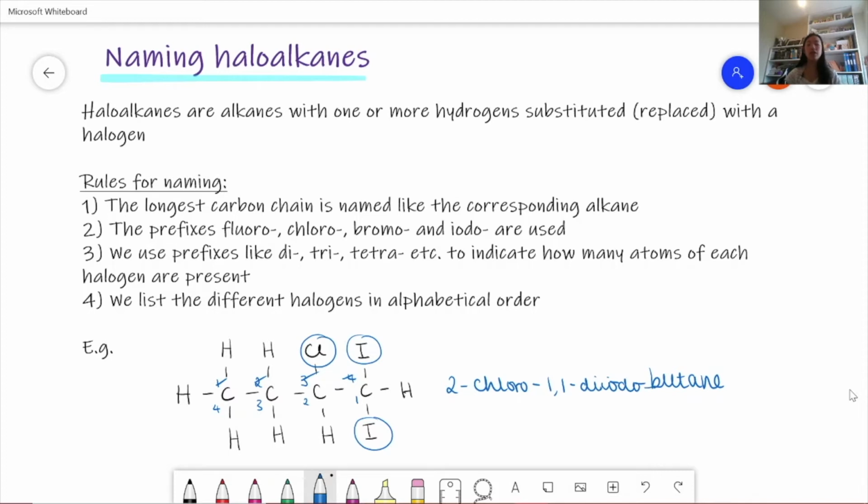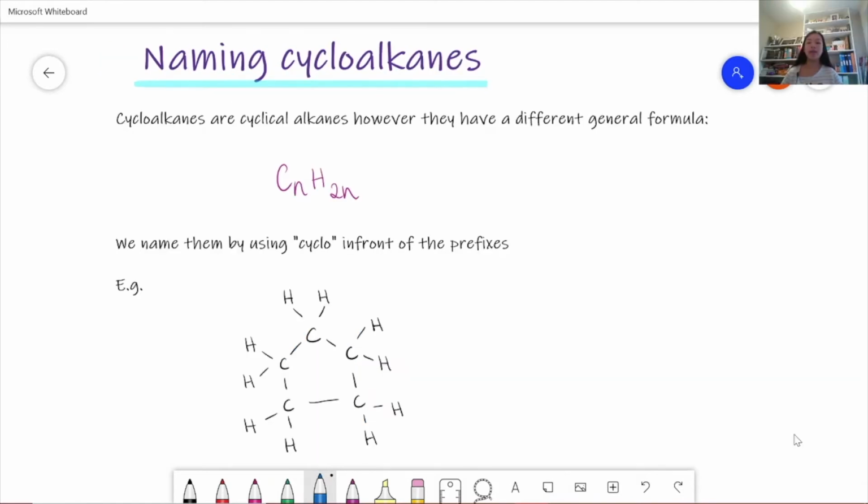And these two words are attached. So the whole name is 2-chloro-1,1-diiodobutane. And now we're going to look at naming cycloalkanes.